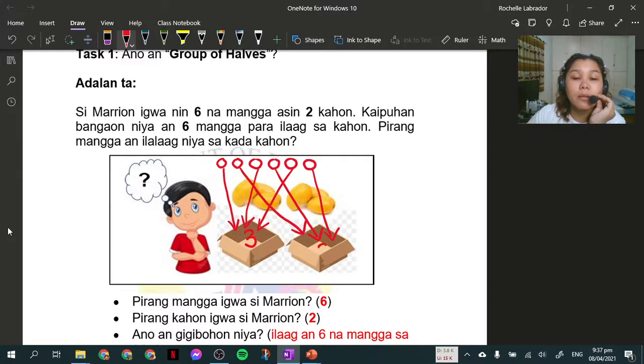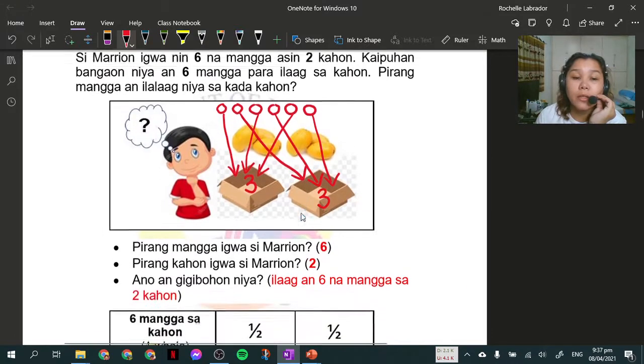and then another 3 mangoes for the second box. So para you would get equal number. So magagamit ang yung skill in distribution. So that's why if you take a look at the objects dyan sa mangoes, they are now grouped into 2. So 3 ang isang group, and then another 3 yung the other group.